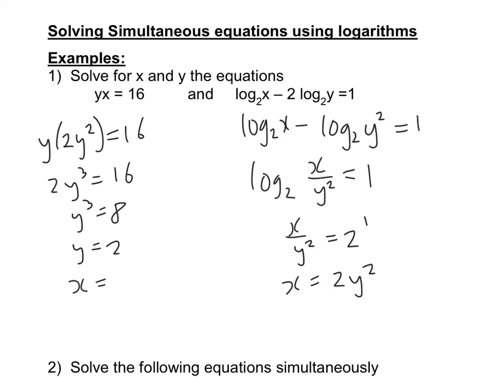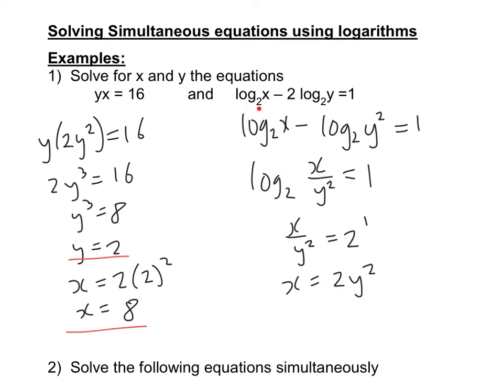And if y is 2, go back into this equation and get that x would be 2 times 2 squared, which would be 8. So your answer is that x is equal to 8 and y is equal to 2. And 2 8s are 16, which makes sense.